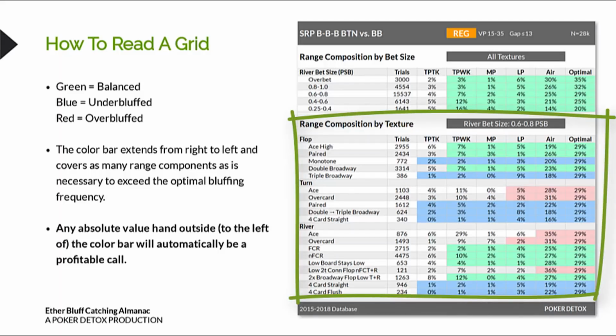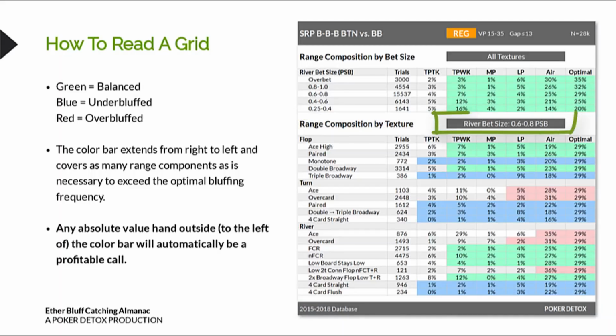Moving down now to the texture portion of the grid, we can see that although the pool is generally balanced in this line, over all bet sizings, the range composition shifts dramatically across different textures. The range composition by texture portion of the grid studies different textures for the most commonly used bet sizing, in this case 2/3 pot.